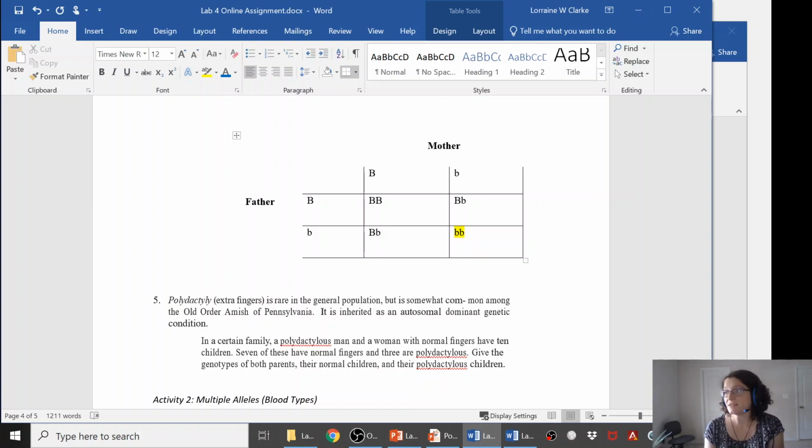I'm going to stop here. Your second recording will be labeled incomplete dominance and codominance. And we'll talk about different ways to apply Mendelian principles.